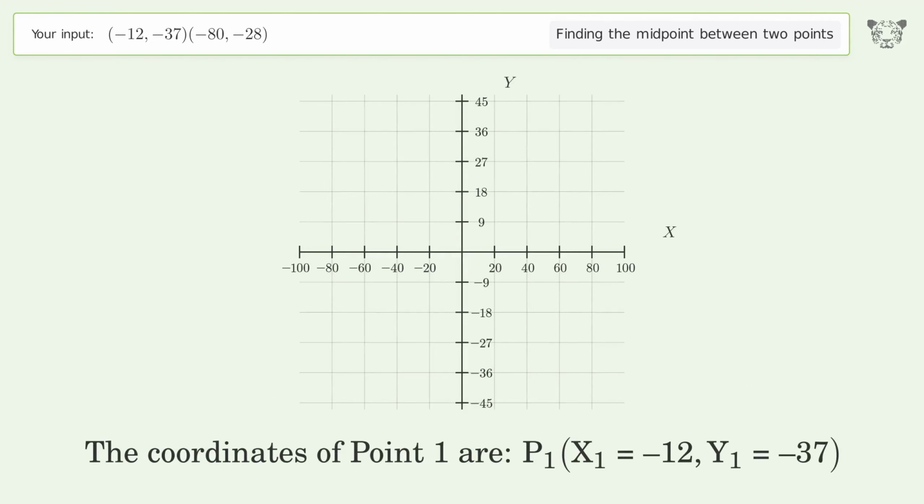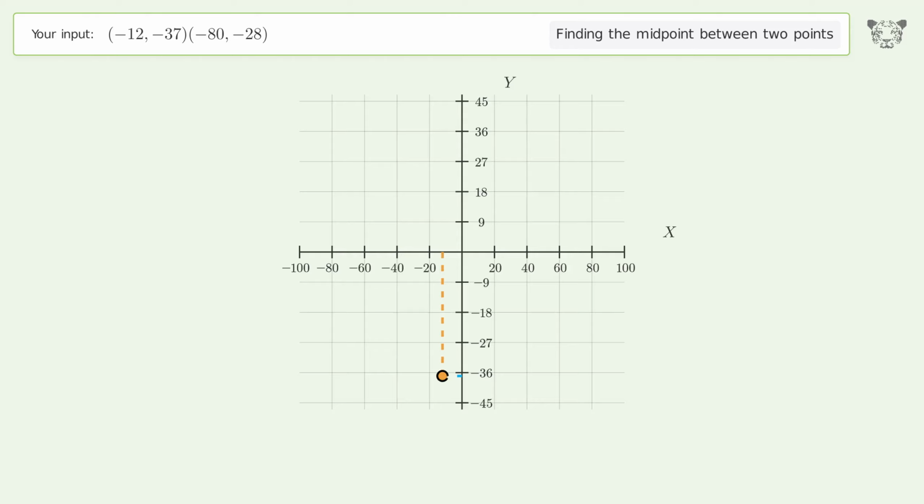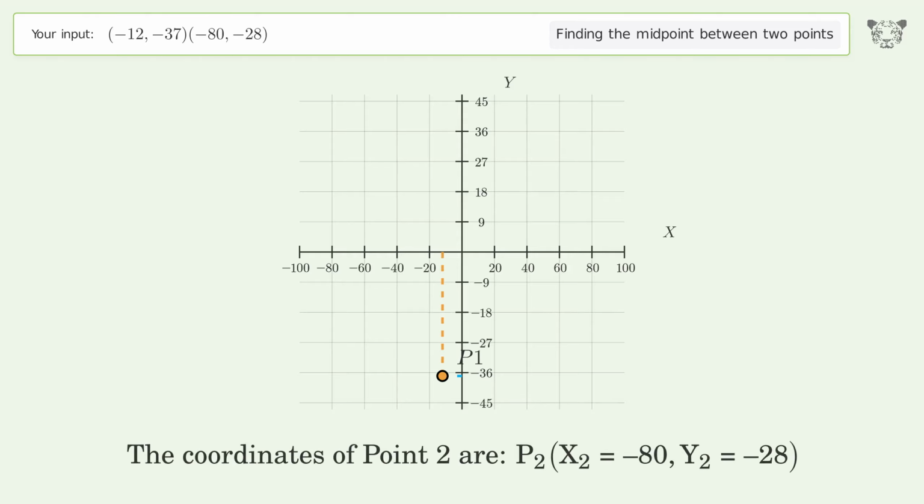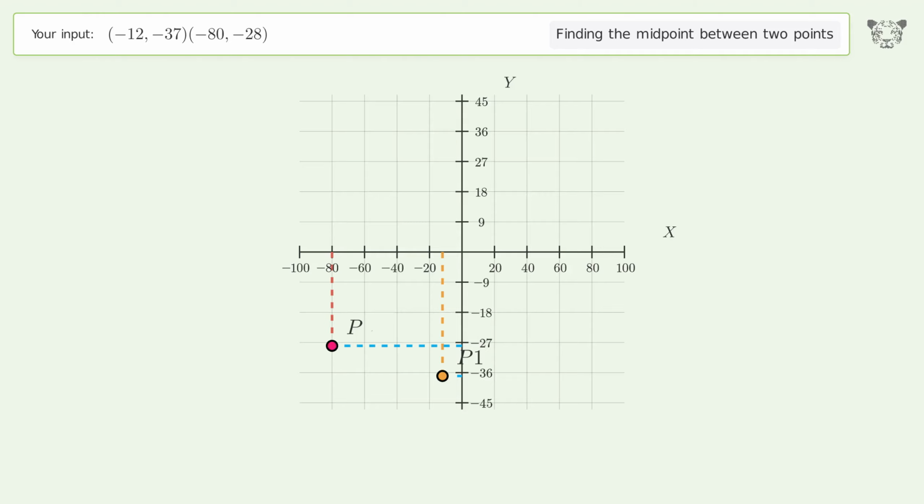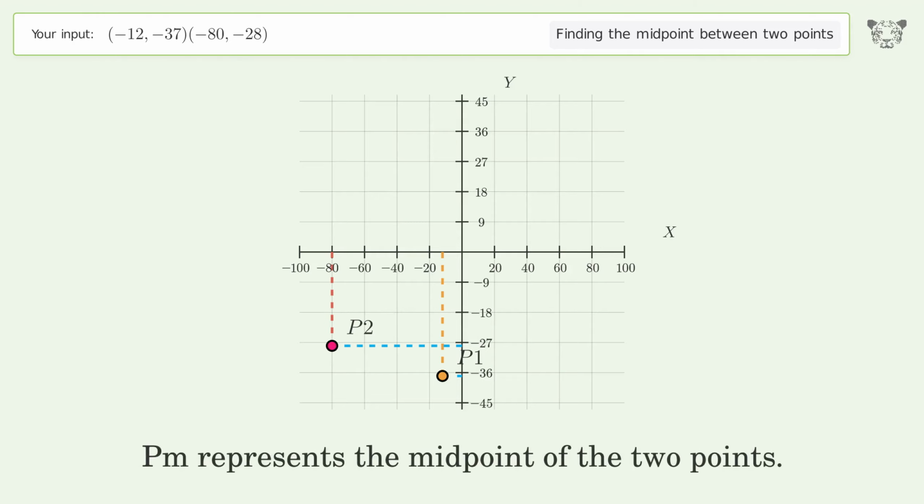The coordinates of point 1 are, x1 equals -12, y1 equals -37. The coordinates of point 2 are, x2 equals -80, y2 equals -28. PM represents the midpoint of the 2 points.